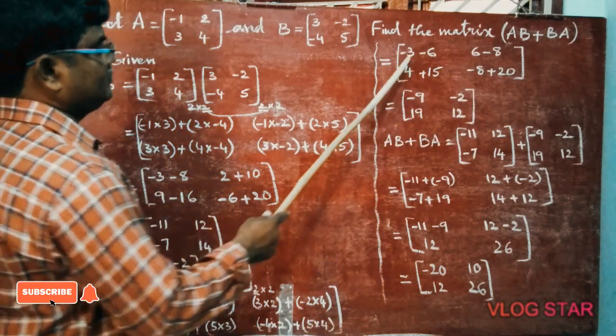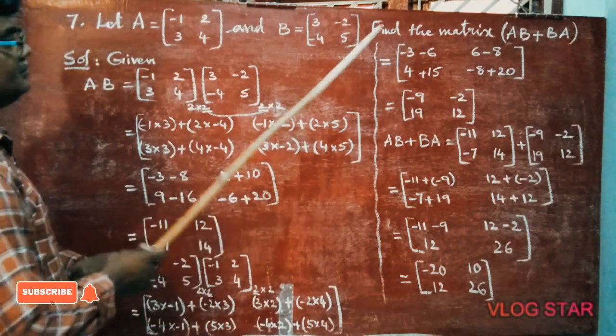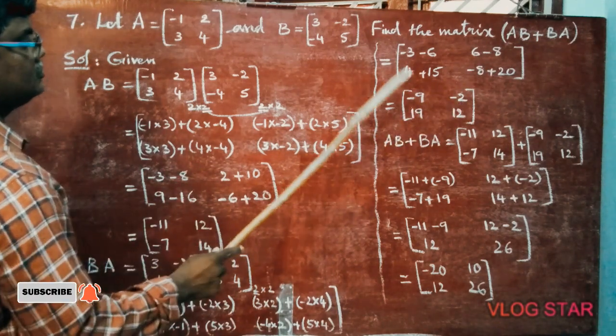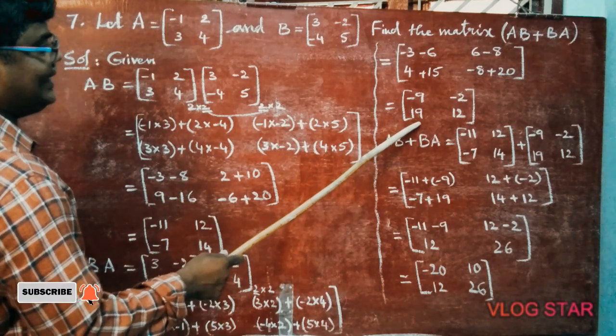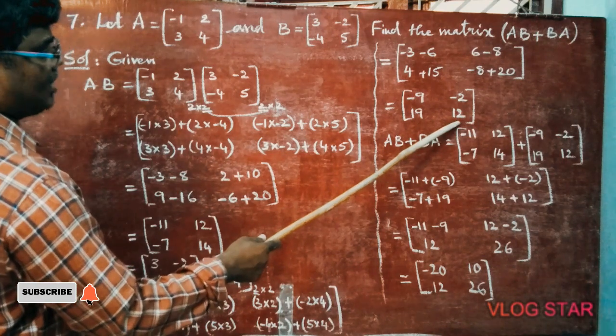Now simplify. Minus 3 minus 6 is minus 9. 6 minus 8 is minus 2. 4 plus 15 is 19. When we add, 20 minus 8 is 12.